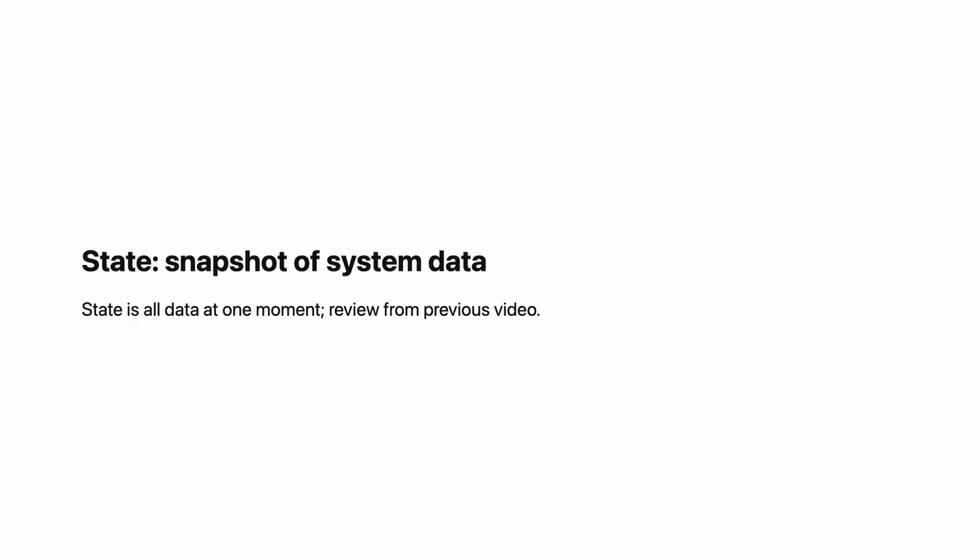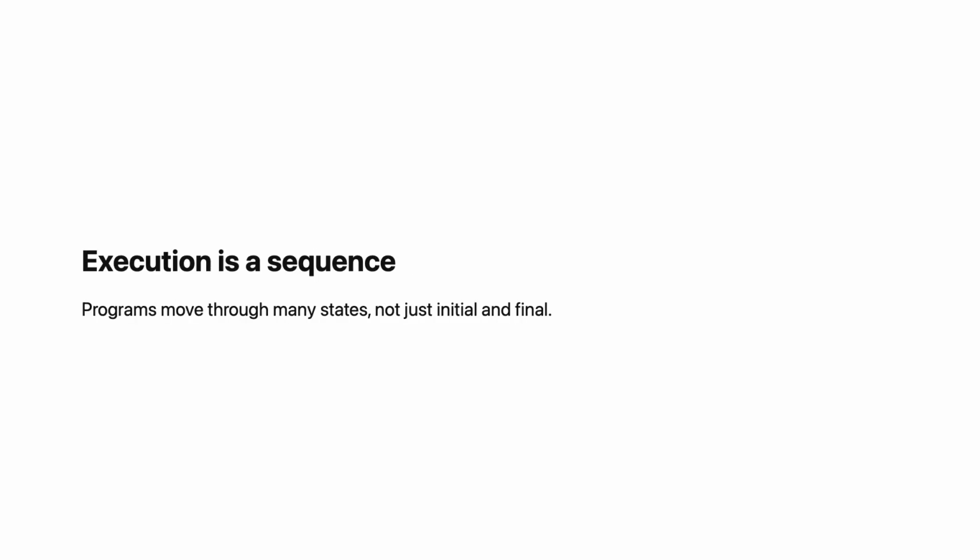The execution of a program is not initial state, then final state. The execution of a program is state 0, then state 1, then state 2, then state 3, and so on, until the final state, a sequence, many states, many transitions. This is how programs actually work. Not in one big transformation, but in many small transformations, one after another.